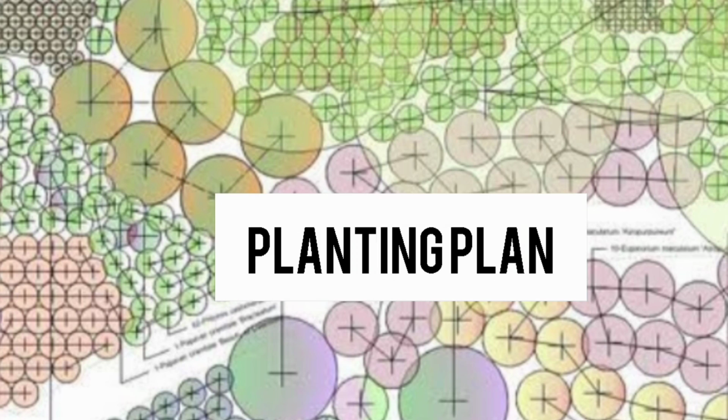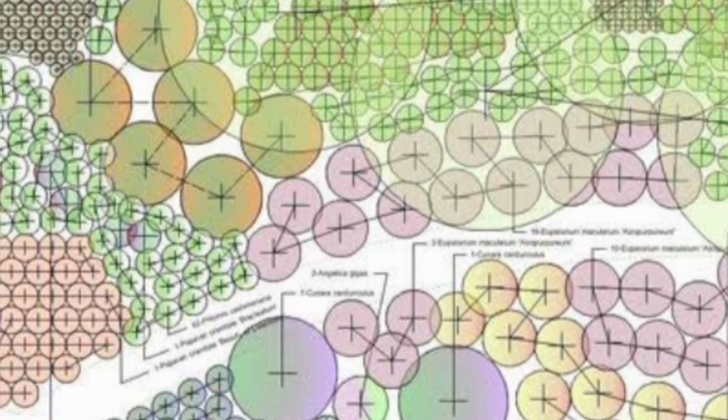And lastly, the planting plan. Beautifying the school site with ornamental plants requires the prior preparation of a planting plan. The plan shall provide a master guide or pattern for the planting to be done.